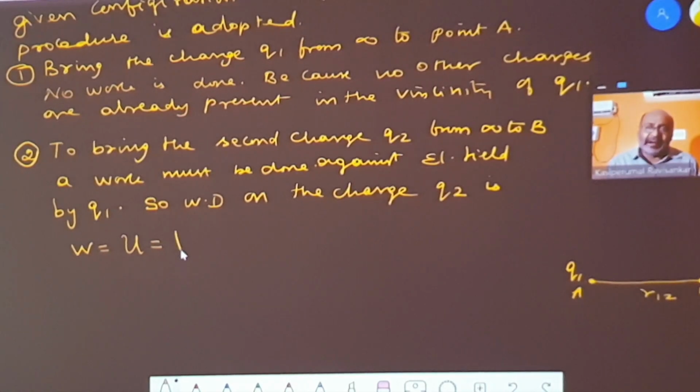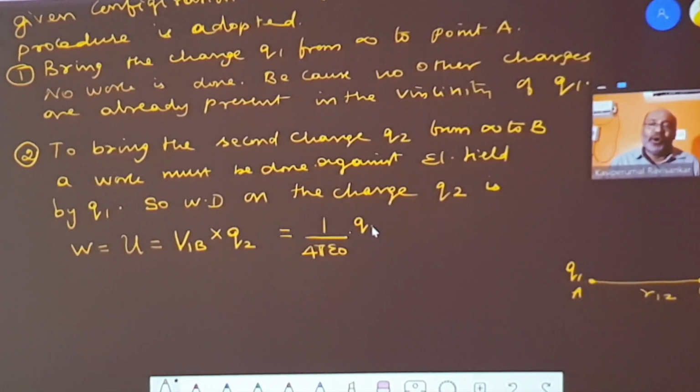So I can write the potential at point B due to Q1 as V1B, multiplied with the amount of charge moved, which is equal to 1 divided by 4 pi epsilon 0, Q1 divided by R12, multiplied with Q2. This is another form of the previous equation that we have studied: 1 by 4 pi epsilon 0 into Q1 into Q2 by R. So this is considered to be equation 1.